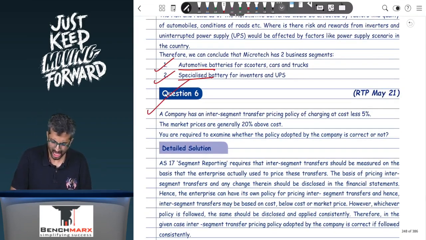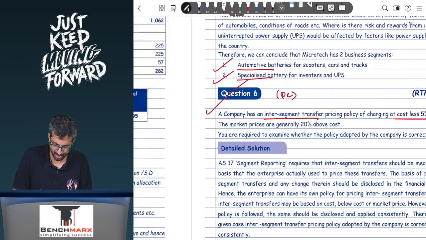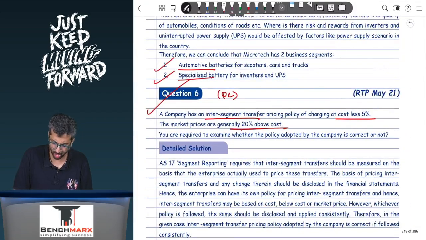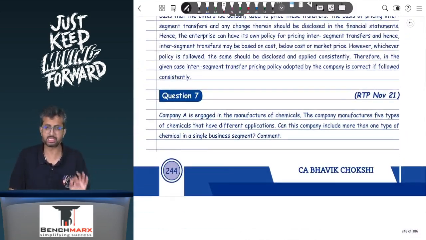Second, we have question number 6. This is similar to question 2 only. Company has an inter-segment pricing policy of cost less 5%. Market prices are at 20% above cost. Is this policy correct? Well, no problem. You can follow that as long as you are applying it consistently and you are disclosing it.